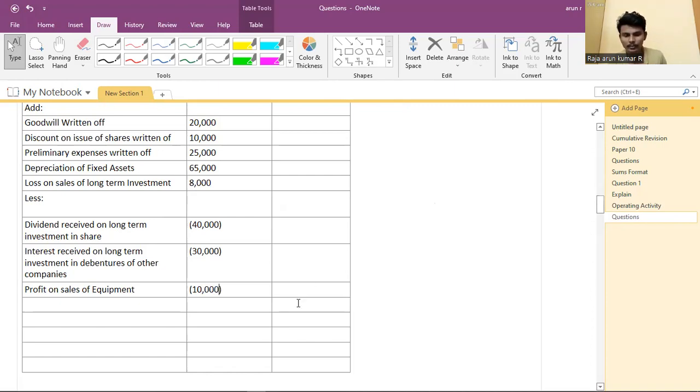Okay, simply we do the sums in a few minutes. Like that, we add it. We add that 20, 10, 25, 65. I hope it's around 2 lakh. I think so. 70 and 80, less 80,000. 2 lakh plus 2 lakh is 4 lakh minus 80,000.